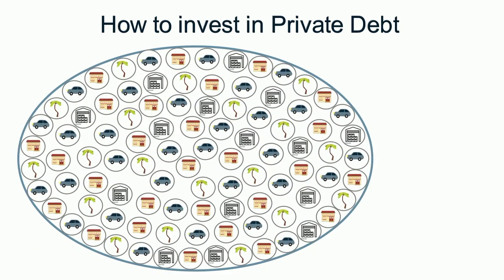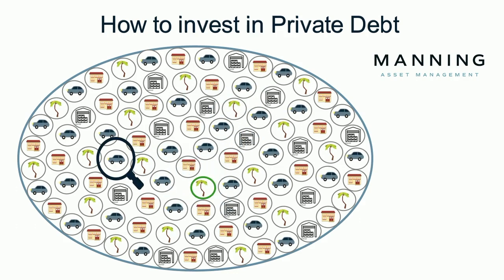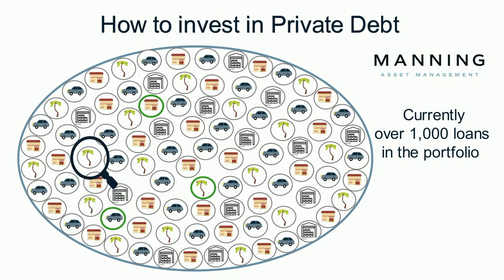How to invest in private debt. Investors can seek to do this directly or via a specialist such as Manning Asset Management. Not being a lender ourselves, but a fiduciary, we have the ability to pick and choose the best loans originated by over 260 lenders in Australia, while leveraging a range of risk mitigants. These factors include bespoke lender investment terms and the ability to move between loan types as fundamentals in markets change.